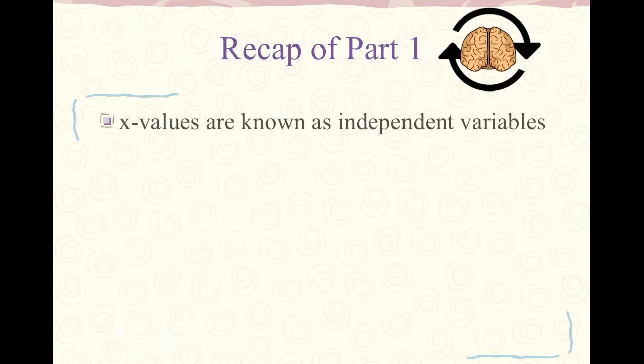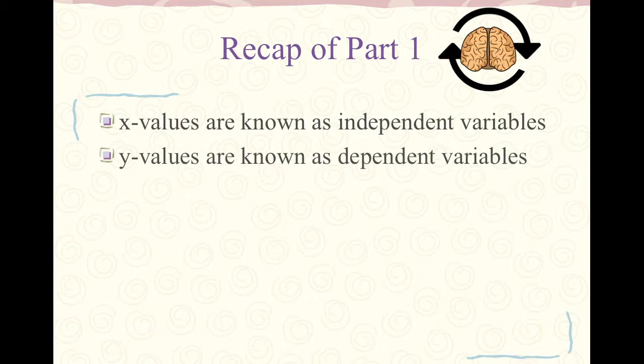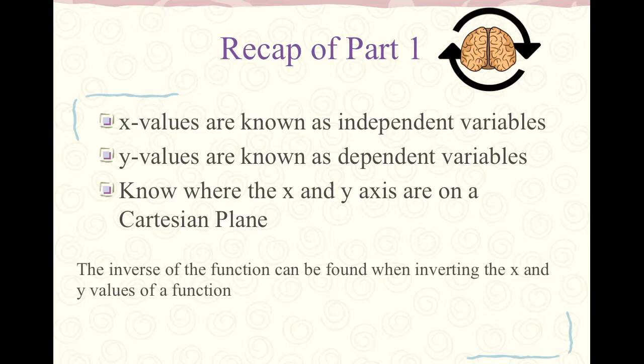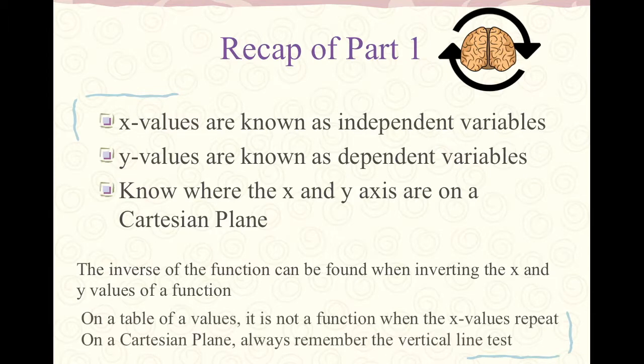As we end part 1, I just want to recap. X values are known as independent and Y values are known as dependent, and sometimes you're going to have to figure out in a word problem which is independent, which is dependent, and you need to know where the X and Y axes are on the Cartesian plane. You also need to understand what the inverse of a function is, and it can be found when you invert, not a clever name, you invert, you flip the X and Y values of a function. You remember that on a table of values, it's not a function when the x values repeat. And if you would like to double check on a Cartesian plane, the vertical line test will easily tell you if this is a function or not.